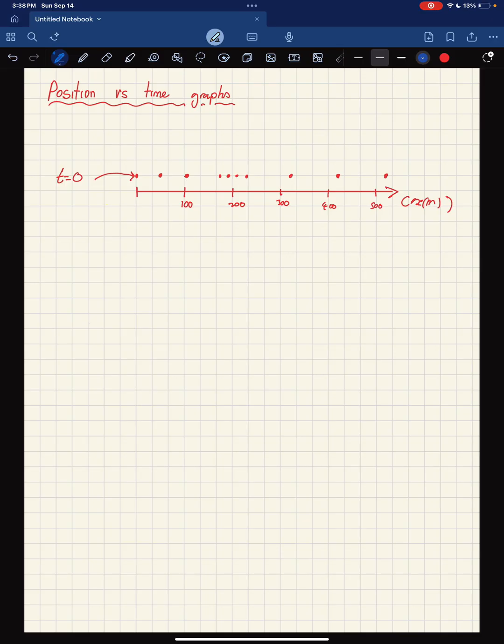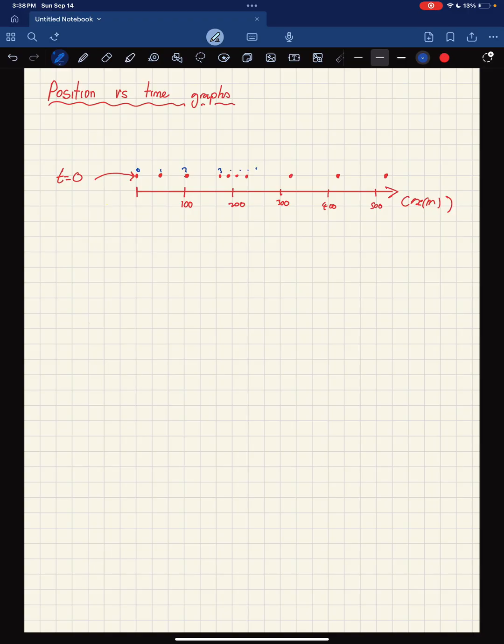So basically, this is an example I got from your book, and it's supposed to symbolize a person walking from their house to their school or something like that. All right. So on the axis here, we have position. So this is in meters. So I have 100 meters, 200 meters, 300 meters, 400 meters, and 500 meters. And then each dot represents 1 second. So t equals 0 here, t equals 1, t equals 2, t equals 3, and so on and so forth.